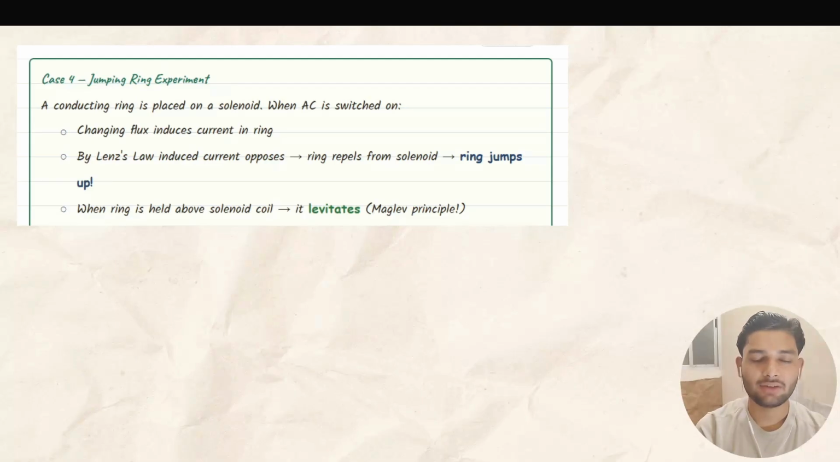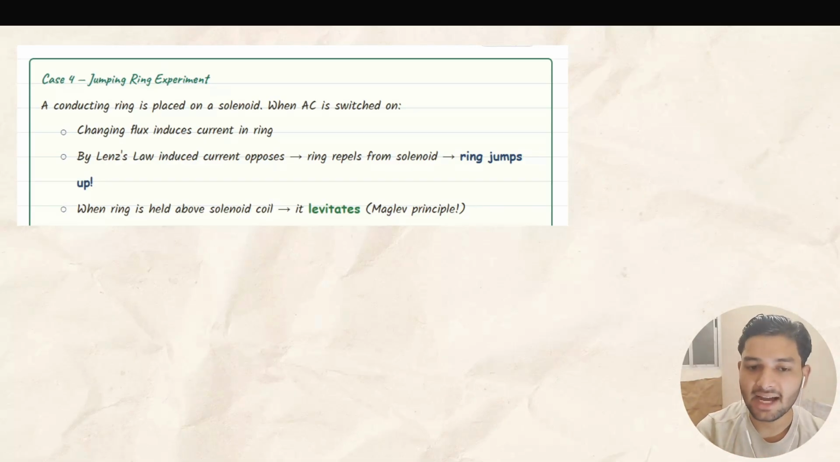Next case we are going to do is the jumping ring experiment. So basically it is a very awesome experiment. You can watch its practical video on YouTube too. What happens here is that we are placing a conducting ring, a ring made of conductor material, on the solenoid. So what would the solenoid do? It makes everything, we can say, a temporary magnet. The change in the magnetic flux induces a current in the ring, so by Lenz law it would oppose the change in the flux in the ring.